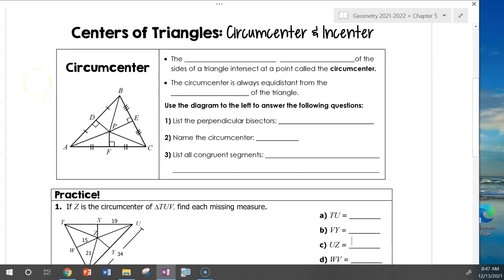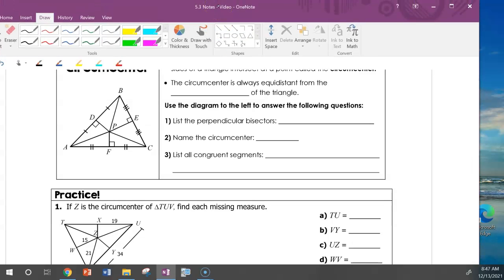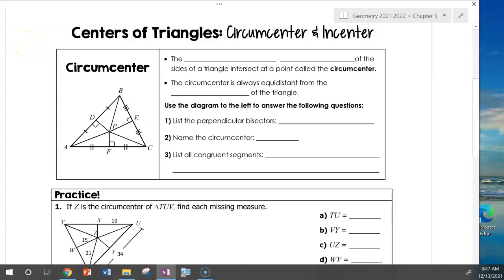And where they meet is a point of concurrency, which means a place where more than one line segment meets, called a point of concurrency. And they actually form what we call centers in a triangle. There are 4 centers in a triangle. We will do 2 of those today. The first one is called the circumcenter, and that's formed where your perpendicular bisectors meet.